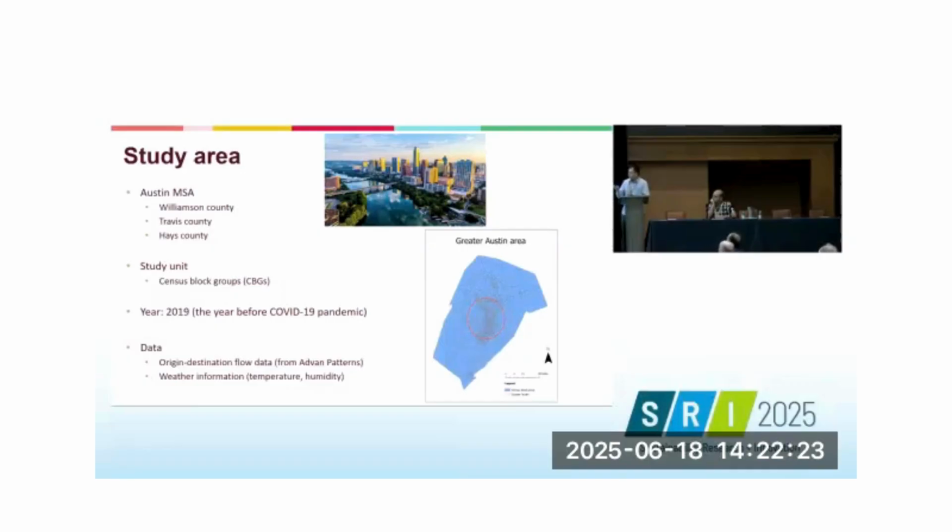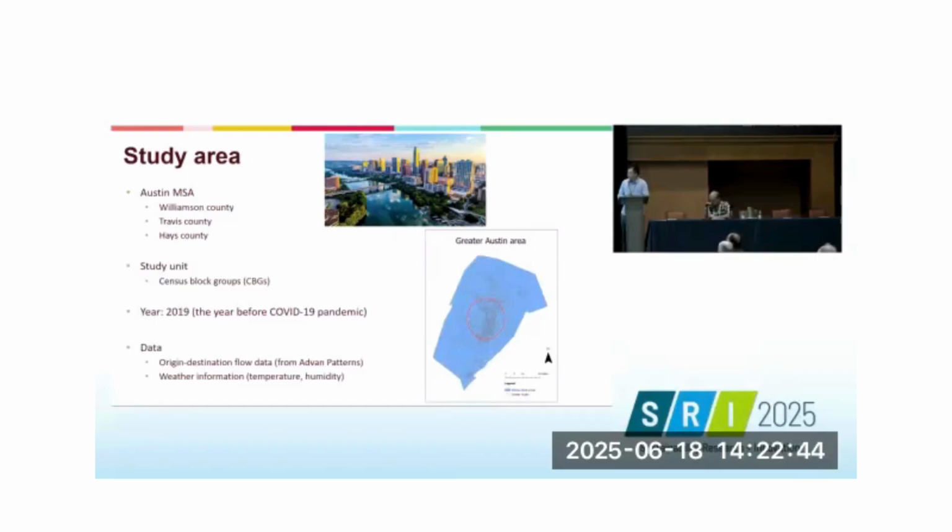This is a picture of our study area. It's the city of Austin, which is the capital. The skyline is a beautiful city. It's the capital of the state of Texas. So the map describes roughly where the city is located.